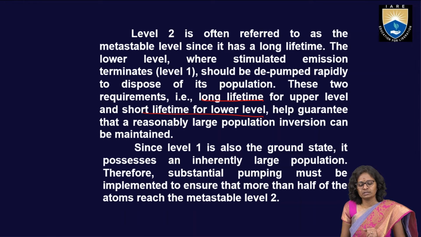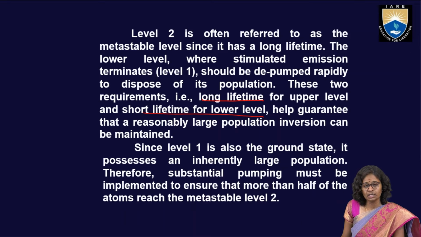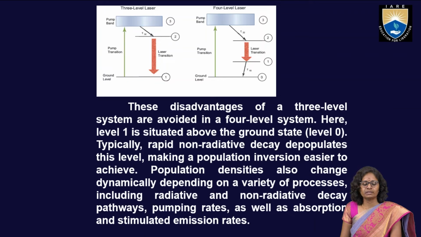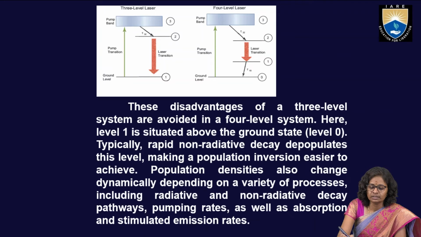Since level 1 is also the ground state, it possesses an inherently large population, therefore substantial pumping must be implemented to ensure that more than half of the atoms reach the metastable state. These disadvantages of a 3 level system are avoided in a 4 level system. Here, level 1 is situated just above the ground level, which is level 0.